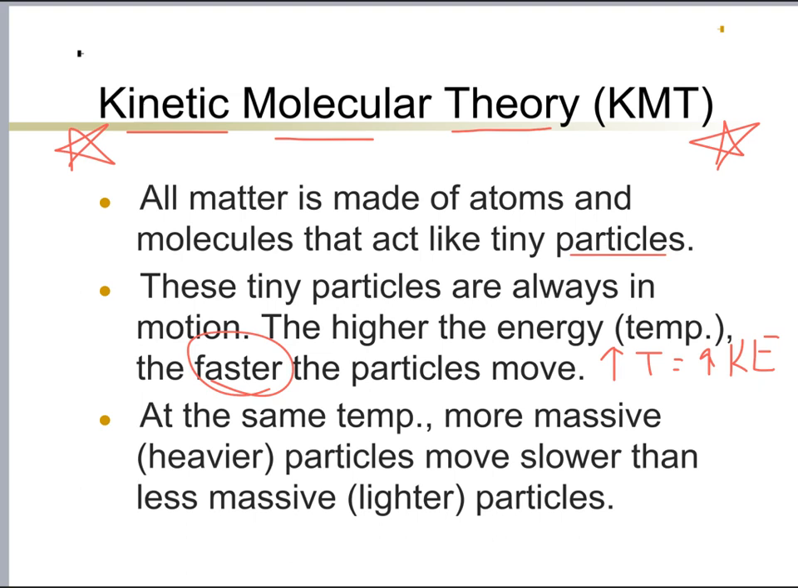The third postulate says that assuming the temperature is the same, if you look at mass, the heavier particles will move slower. So if I increase the mass, then the particles are slower. So we want to keep in mind for phase changes, mostly the second postulate, although the third postulate will come up again.